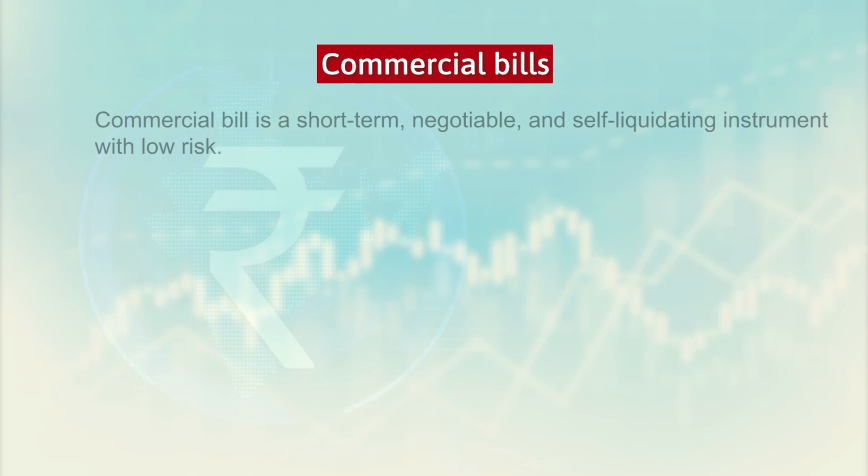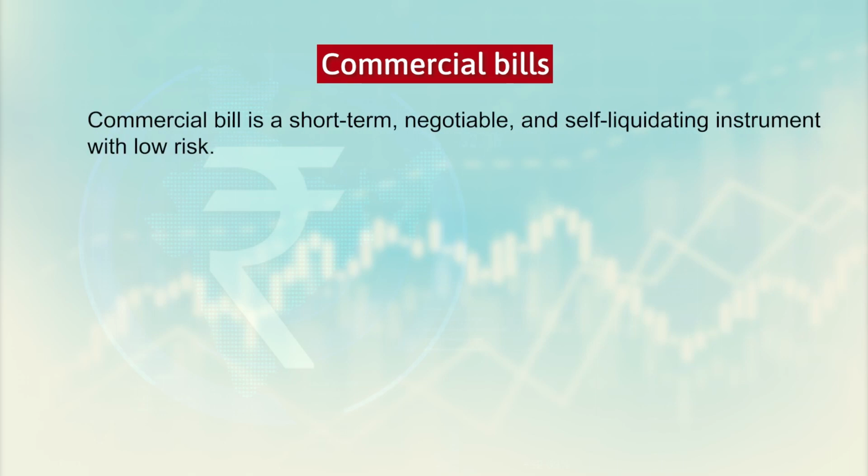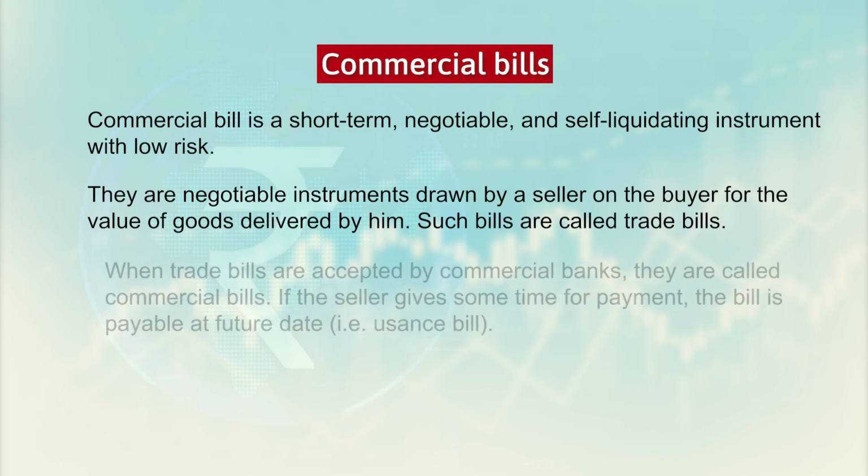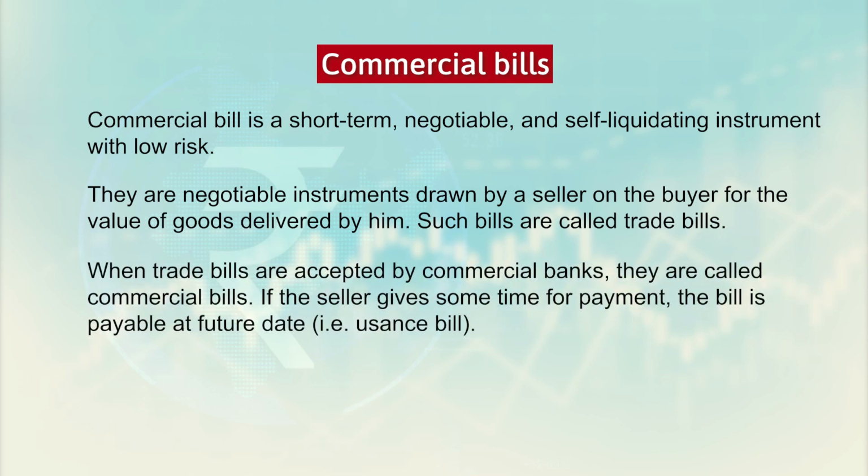Next, we come to the next sub-market, which is called the commercial bill market. The commercial bill is a short-term, negotiable and self-liquidating instrument with very low risk. They are negotiable instruments drawn by a seller on the buyer for the value of goods delivered by him, and such bills are basically called trade bills. When trade bills are accepted by commercial banks, they are then called commercial bills.